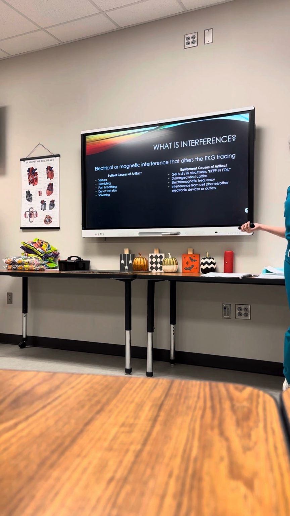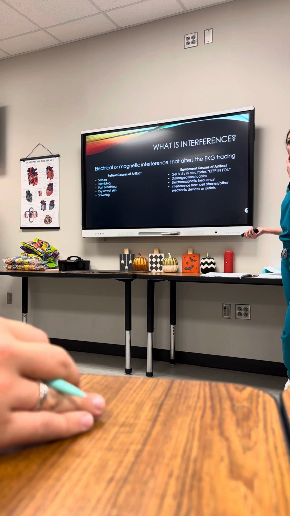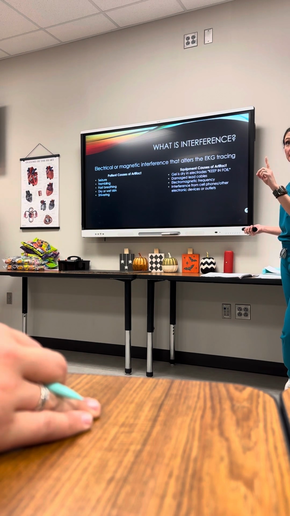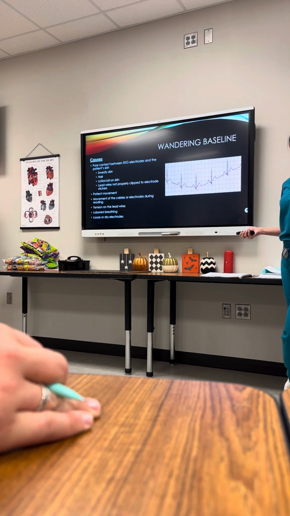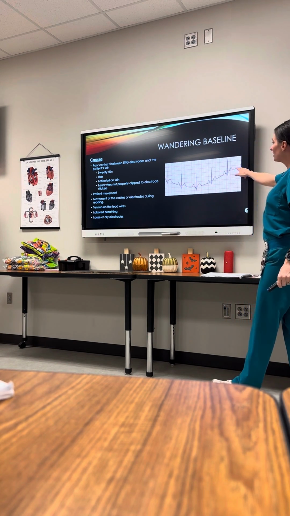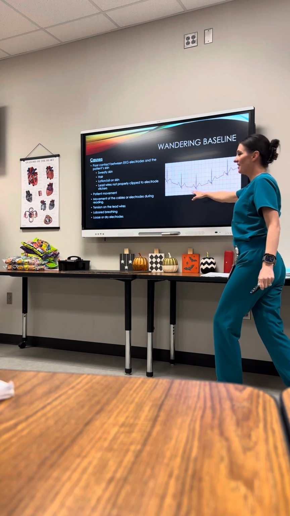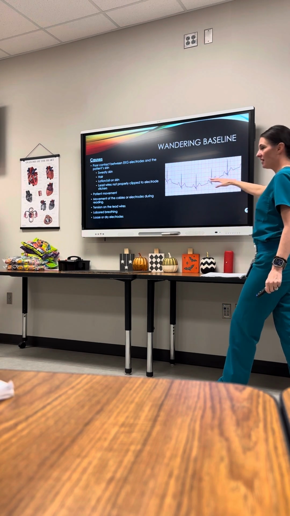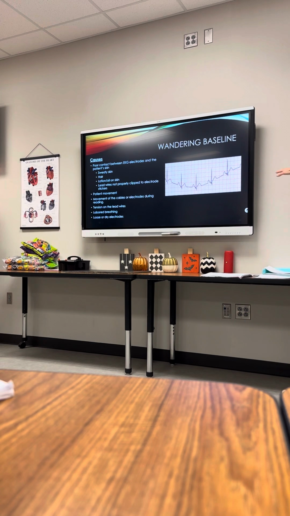Okay? I mean, it's a lot. We're actually going to break it down a little more, so if you don't get all of it, it's okay. Let's keep going. Let's talk about the first type of artifact: wandering baseline. You're looking at it right here. That's when the isoelectric line is moving weird and not just straight across the tracing or the page. What causes it?